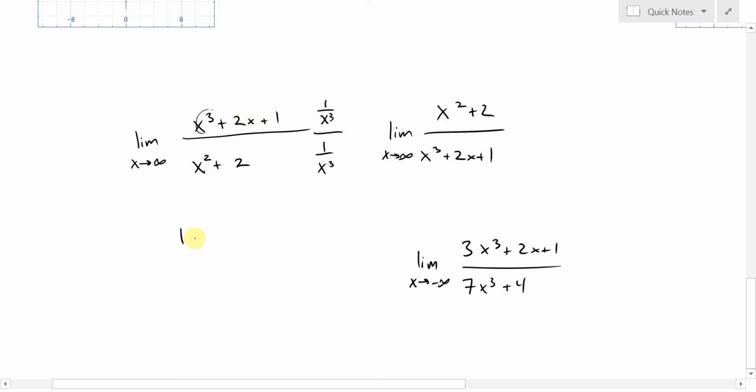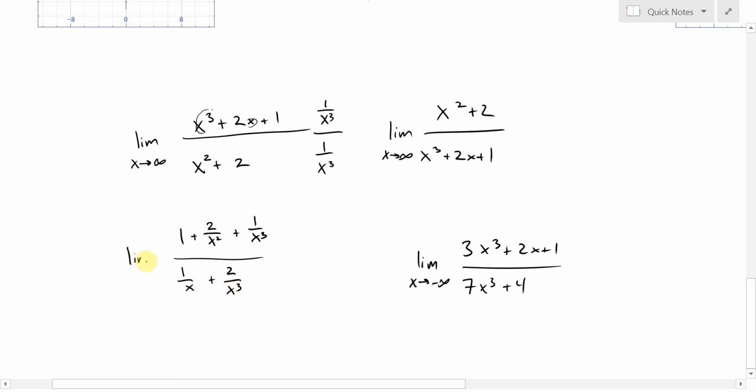2x divided by x cubed is going to be 2 over x squared, right? The x up top is going to cancel with one of the x's down here. You're going to be left with x squared on the bottom, plus 1 over x cubed. On the bottom, x squared is going to cancel two of these. It's going to be 1 over x plus 2 over x cubed.